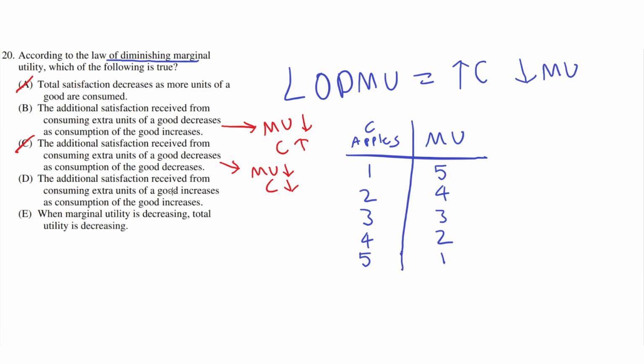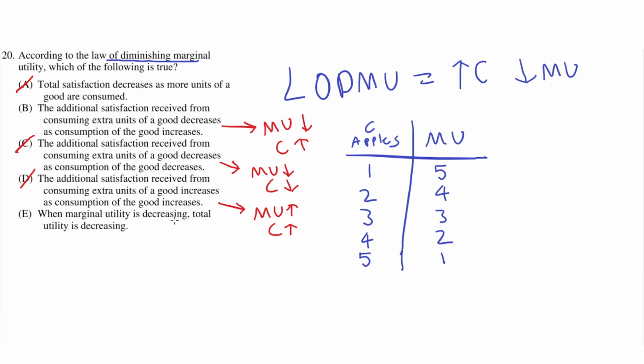D. The additional satisfaction received from consuming extra units of a good increases as the consumption of the good increases. This is essentially saying that the marginal utility increases as consumption increases. This doesn't match the law of diminishing marginal utility, which says that as consumption increases, marginal utility will decrease. It doesn't make sense either because if you look at this table, as the consumption of apples increases, the marginal utility of consuming these apples decreases, it doesn't increase. So D is incorrect.